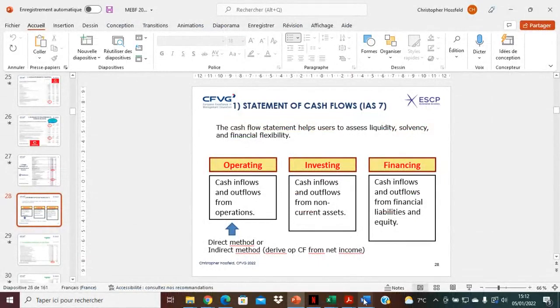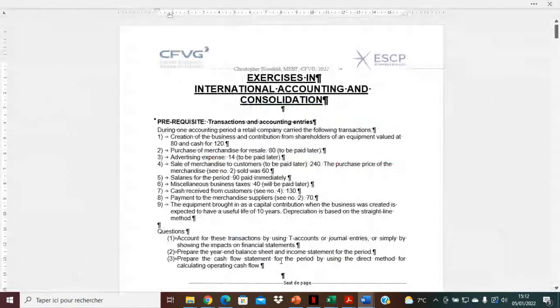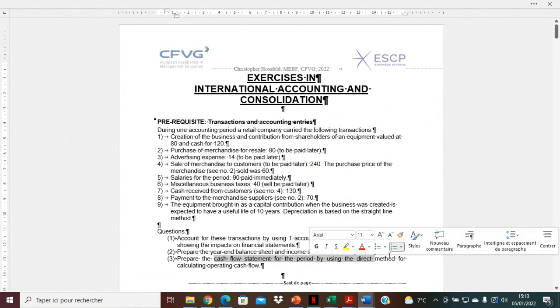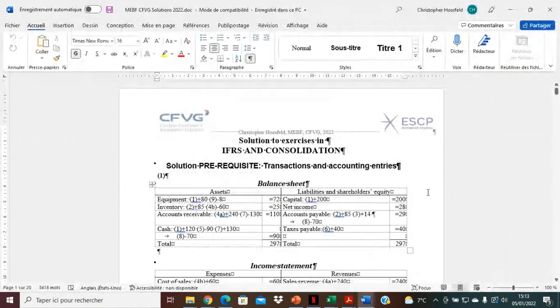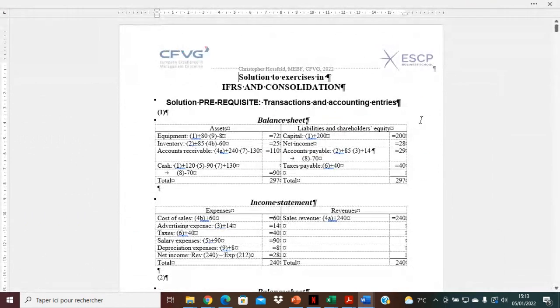Okay, let's go back to the first case we did yesterday. Now remember the accounting case we had here, where we prepared the balance sheet and the income statement, but we did not do the third part, preparing the cash flow statement. Okay, let's do this now. And for doing this, we look at the solution from yesterday. Here's the solution, and here you have the accounting entries for all the transactions. And here we see all the transactions that I had in the cash position.